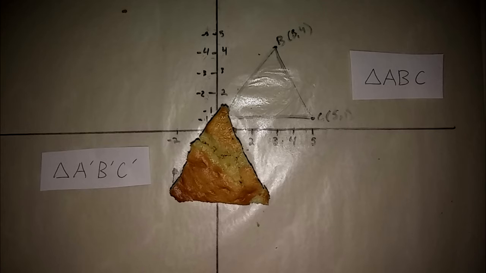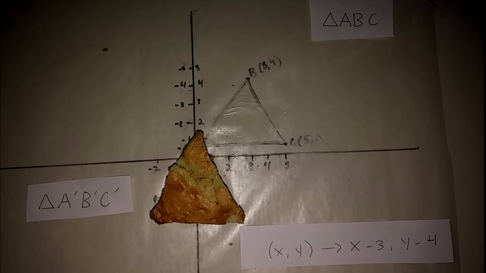If I didn't know the coordinates of triangle A prime, B prime, C prime, and only had the translation instructions, then I could do one of two things. I can manually count 3 units left from each point in triangle ABC and then 4 units down. Or I could represent this translation with a coordinate rule.